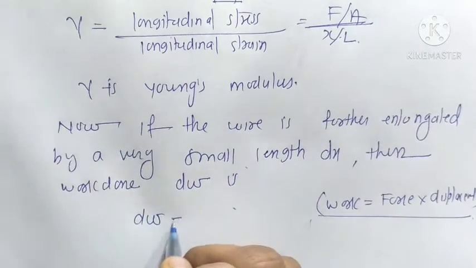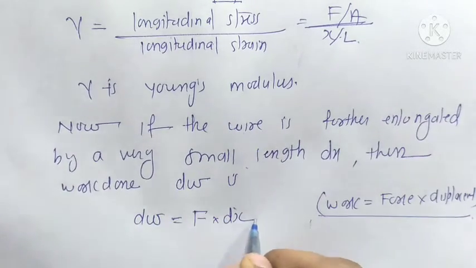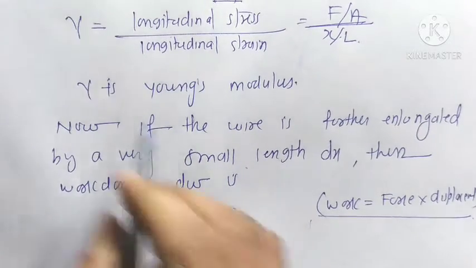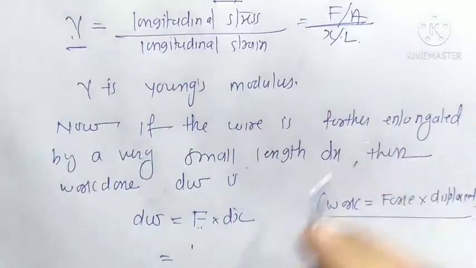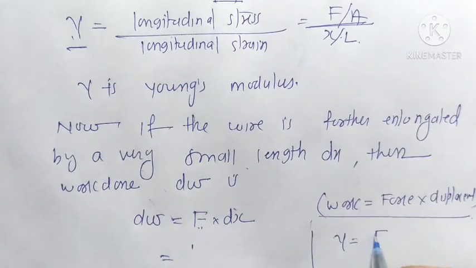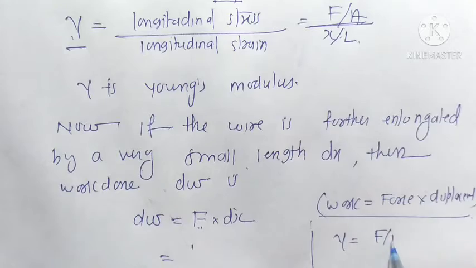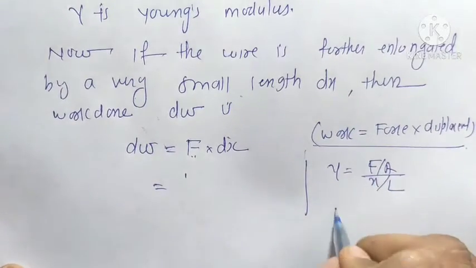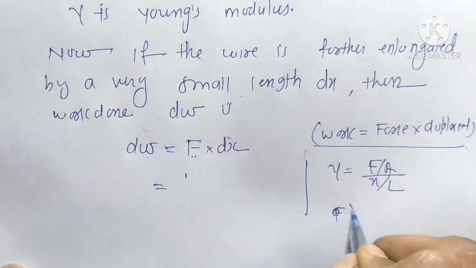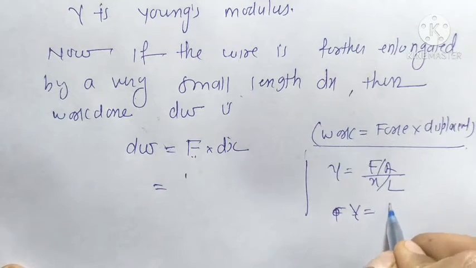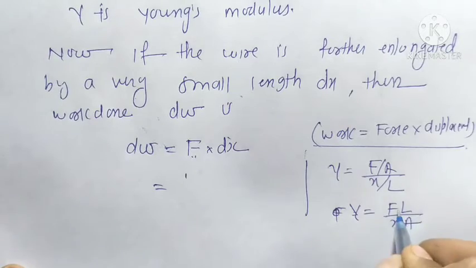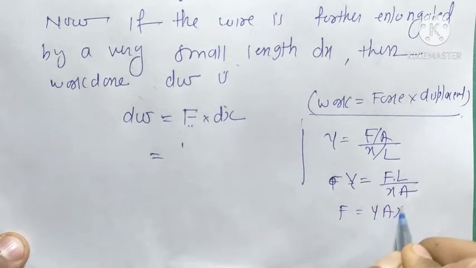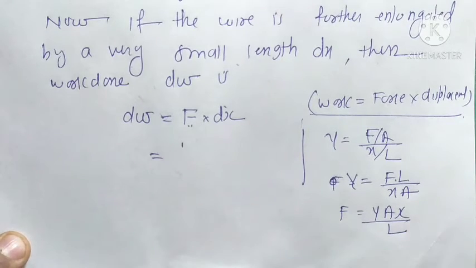So dW is equal to F into dx. We already know the value of F; sorry, we have to find out this value. Young modulus is equal to force upon area and x upon L. So finally Young modulus is equal to FL upon xA, and force is equal to Young modulus A x upon L. This is the value of force.